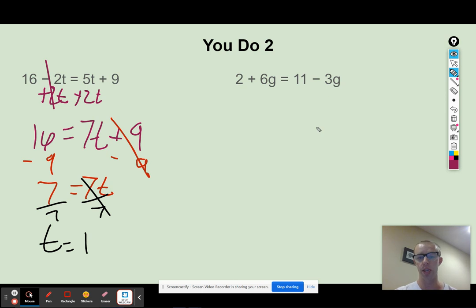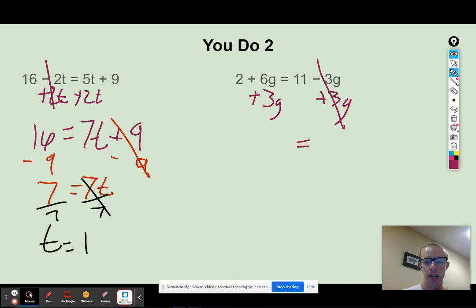I have a positive 6g and a minus 3g. I'm going to add 3g to each side. These cancel out. On this side of the equation, I only have the 11. It drops straight down because I didn't use it. On this side, I have a positive 2 that I didn't use. I dropped that down. 6g plus 3g is 9g. So now I have a two-step equation. 2 plus 9g equals 11.